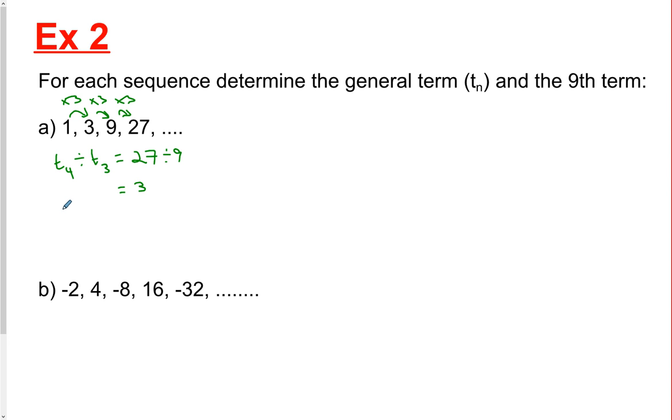And I could check the one before that. I could go the third term divided by the second term. That's 9 divided by 3, and again that's 3. So we can say, okay, our common ratio is 3. And it's positive 3. It gets multiplied by positive 3 each time.